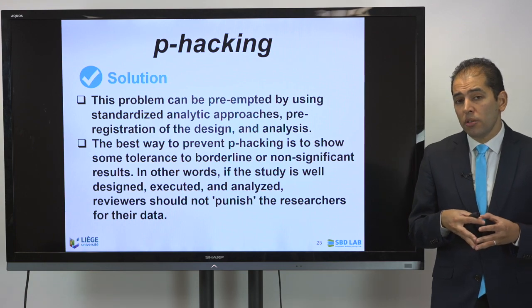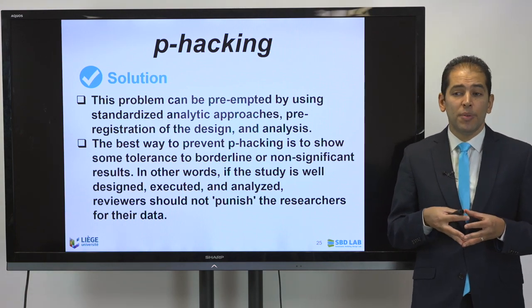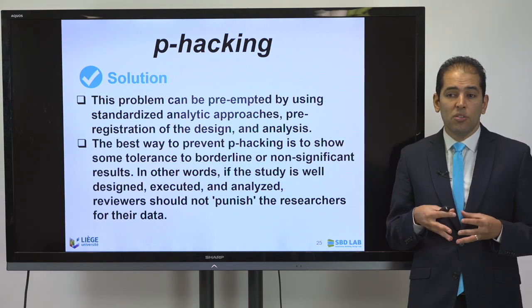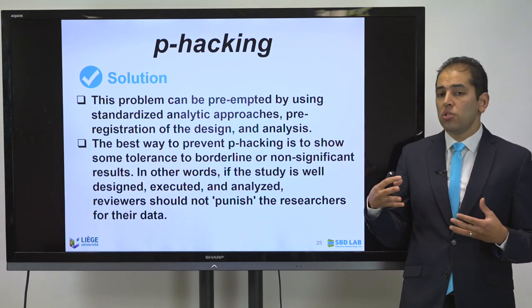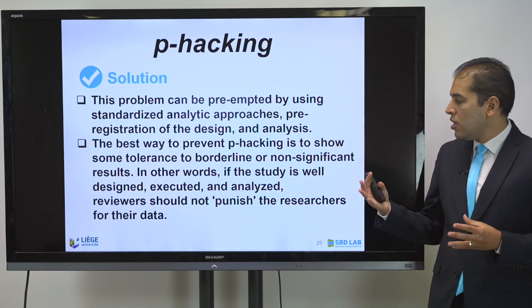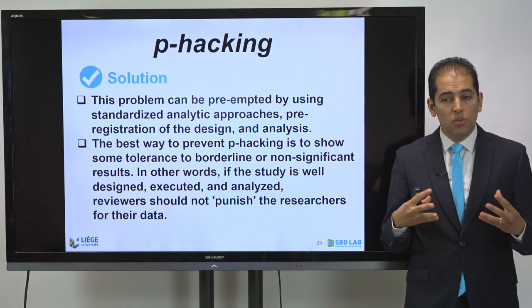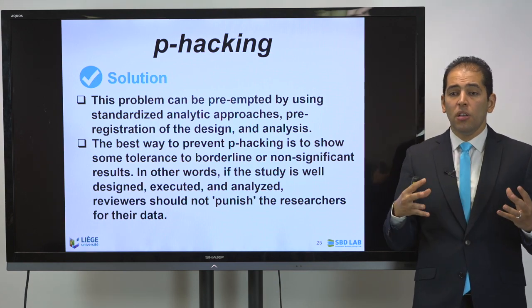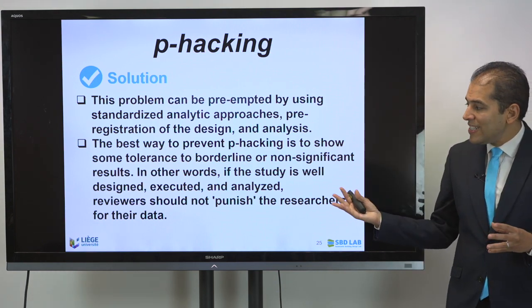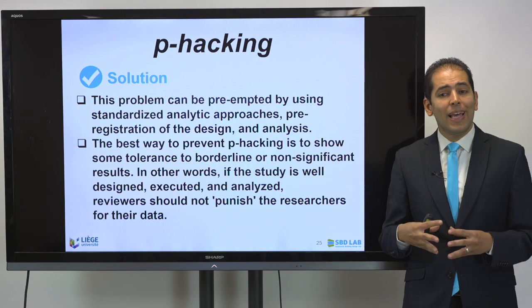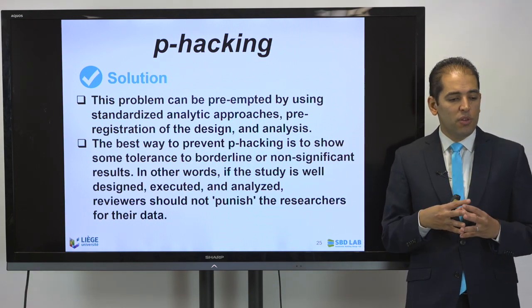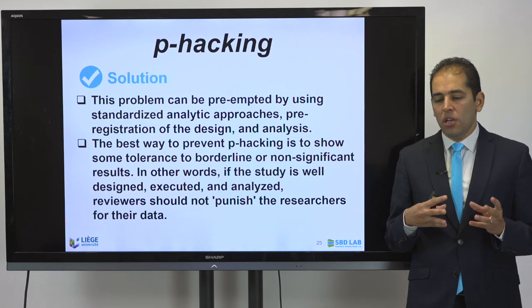Also, another part of the solution is that this problem can be preempted by using standardized analytic approaches. The best way to prevent p-hacking is to show some tolerance to borderline or non-significant results. No problem, you can say I don't have significant results all the time. In other words, if the study is well designed, executed, and analyzed, reviewers should not punish you. You will not be punished if you have a null hypothesis.